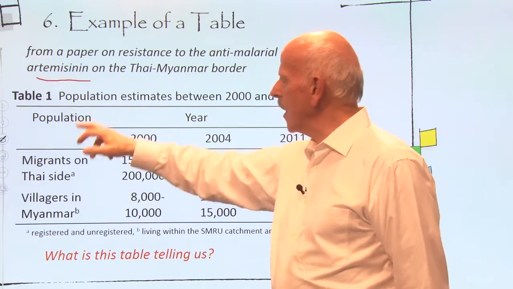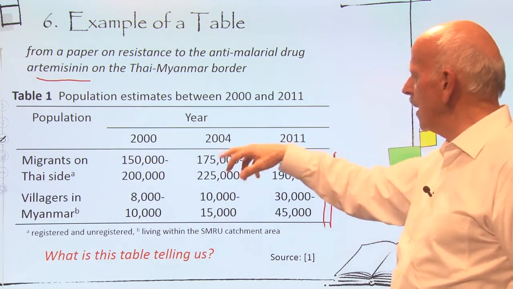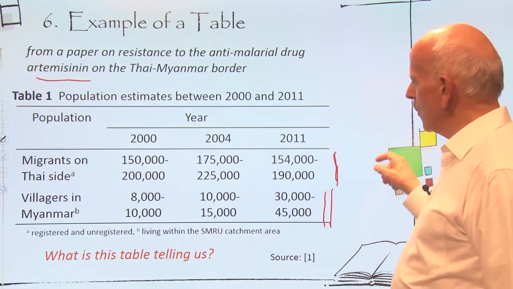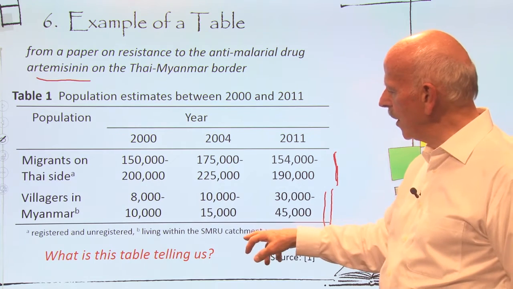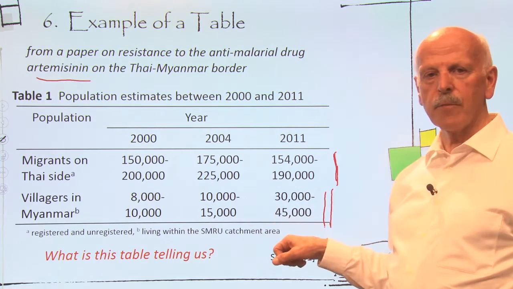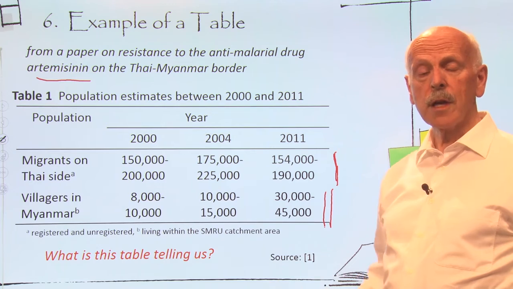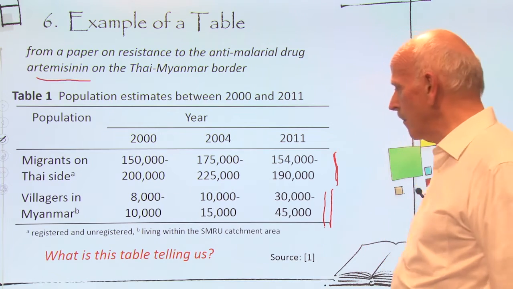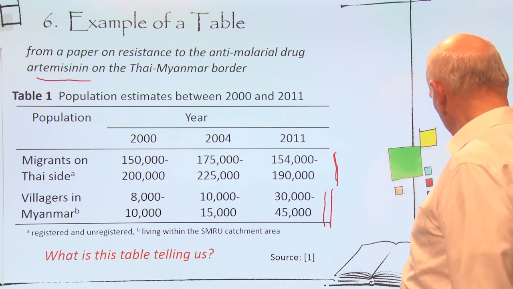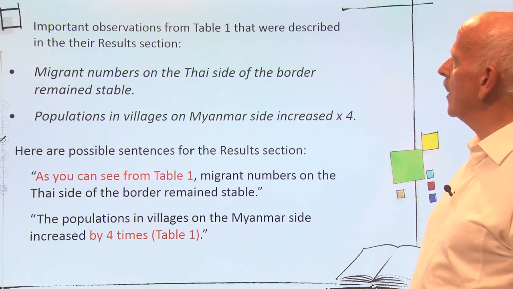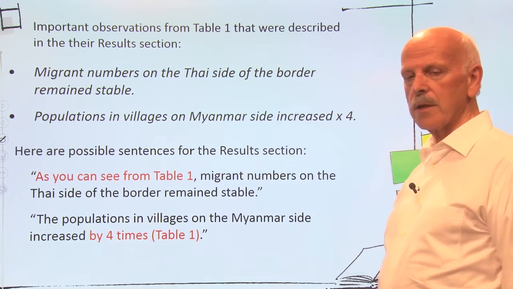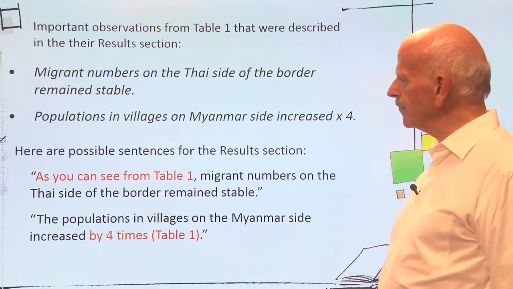The columns are labeled, population, year, and the rows are also identified. And footnotes are easy to read. It's important that if you have footnotes, your readers can read them, especially if it's a presentation. So what are the significant aspects of those results?